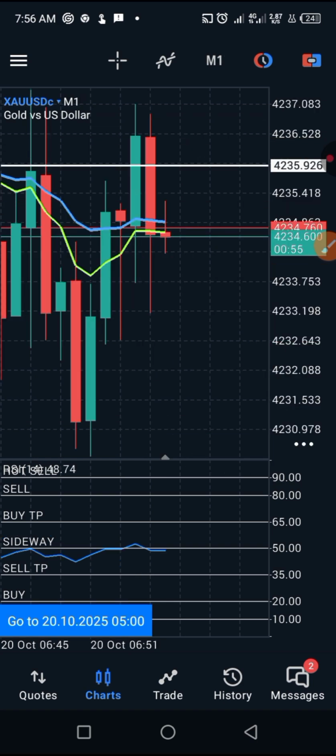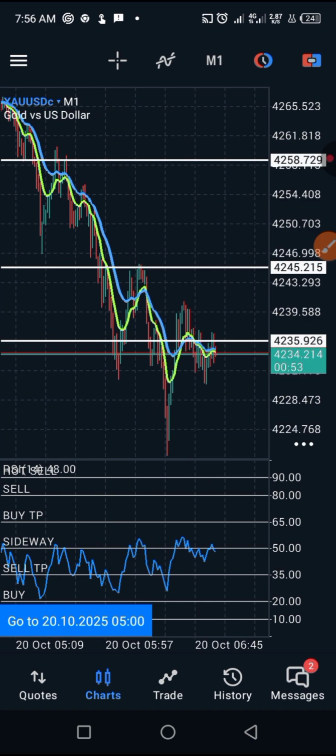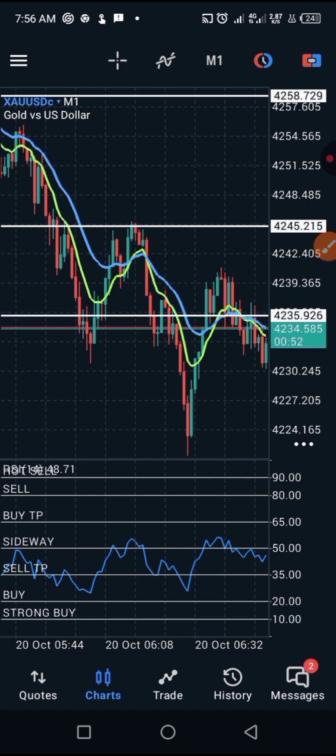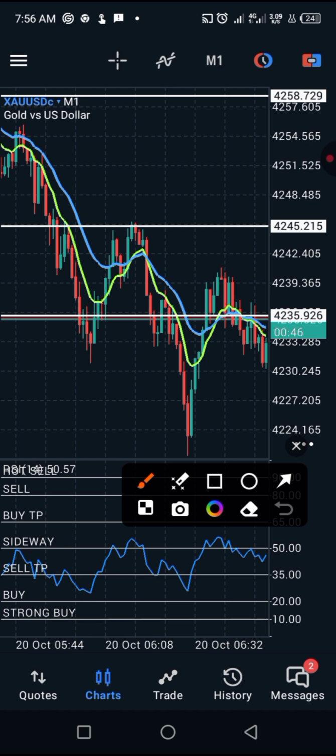Now, if you come to a lower time frame like 1 minute, you can see what the market did, how the market did this and moved up. One who is smart, who understands the strategy, would have caught the buy.